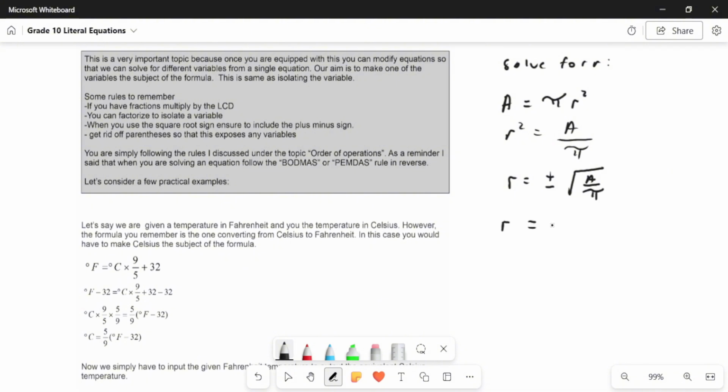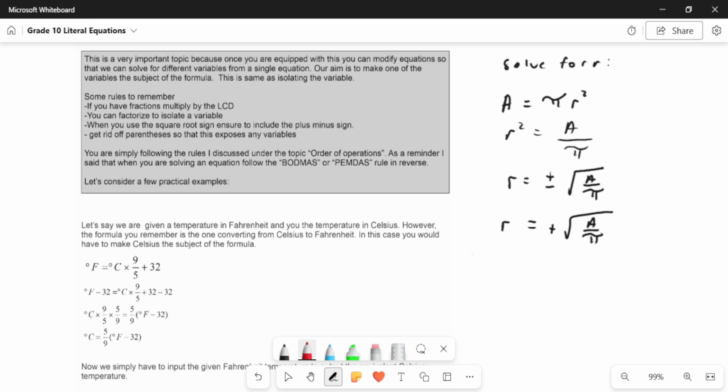But r can only be equal to the positive square root of a over pi. And the question is why? Because we are talking about r. What is r? R is a radius. And since we're talking about a radius, it's a distance. It can only be positive. When we are talking about a distance, it can only be positive. There is no such thing as negative 1 centimeters or negative 10 centimeters. Impossible. Because we are dealing with measurement, we're dealing with length, it has to be positive.